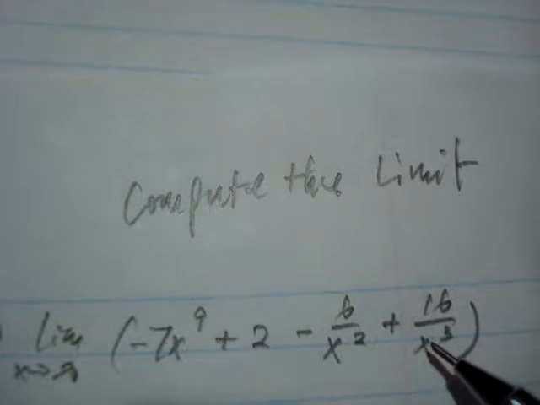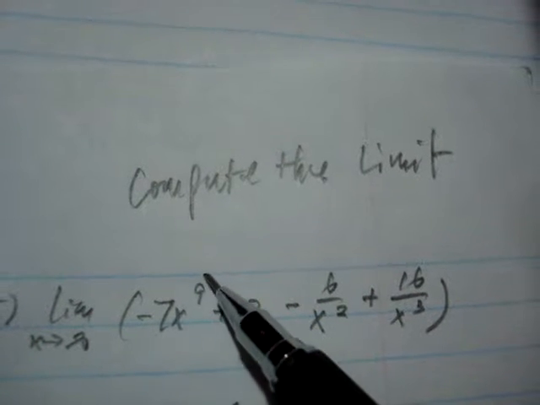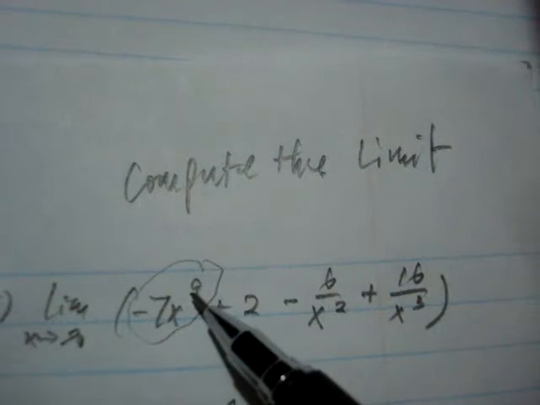Compute the limit. Let's say that you are given this limit as x approaches infinity for this polynomial. To find the limit as x approaches infinity for this polynomial, the first thing you need to do is to identify the highest degree, which is also called the leading term. So the highest degree for this limit is negative 7x to the ninth, because the ninth right here is the highest degree compared to all of this.